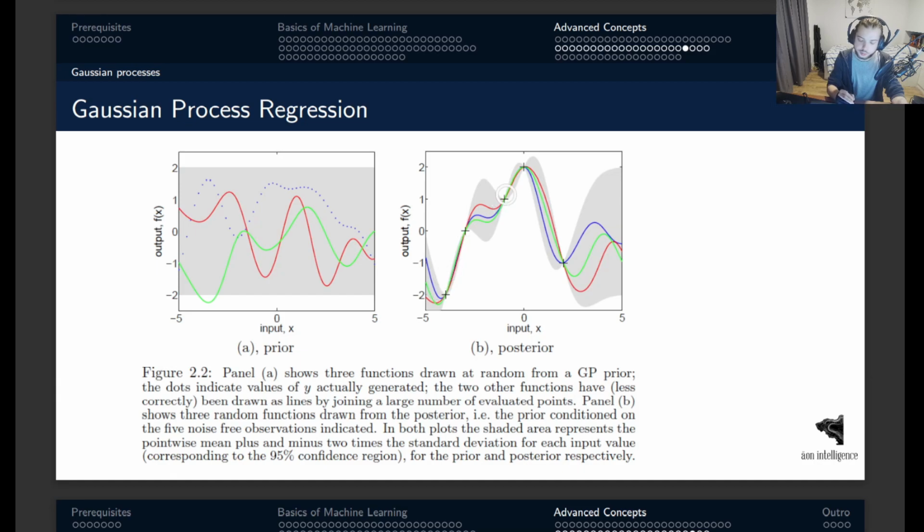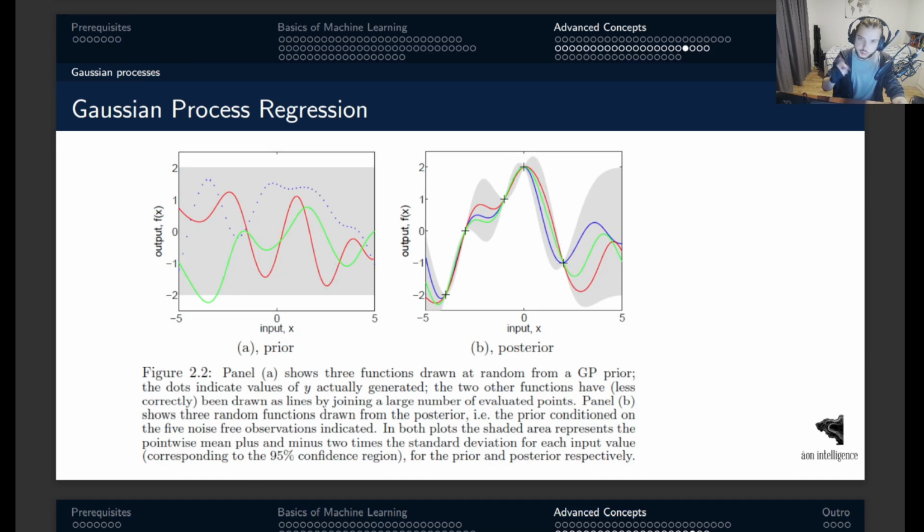So we have these 4 training points for which we know the label. For this point, we have a training label, and it seems to be 2. For this value, we have something around 1. For this value, we have something around 0. And for this value, we have something around -2. And conditioning the Gaussian process on these observations leads to this shaded area.